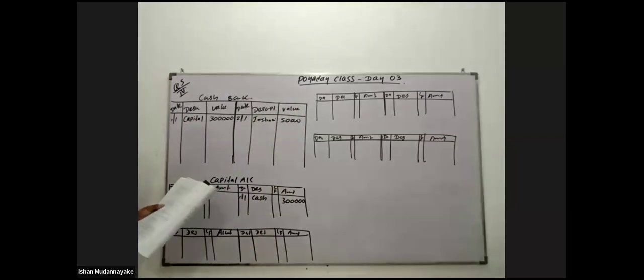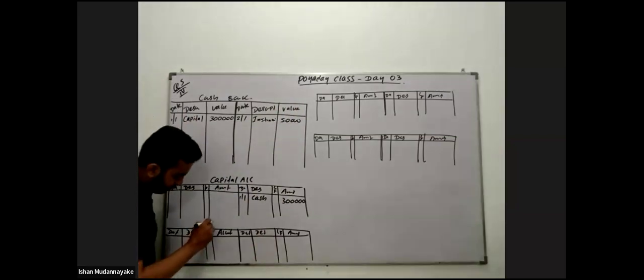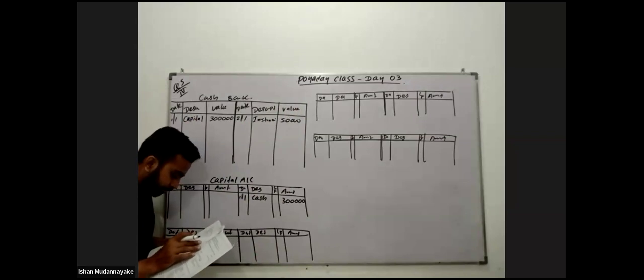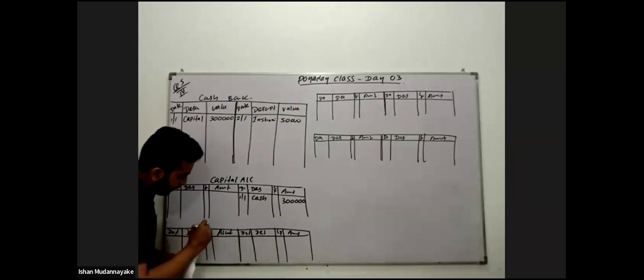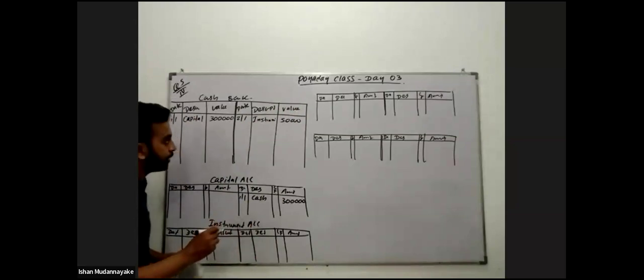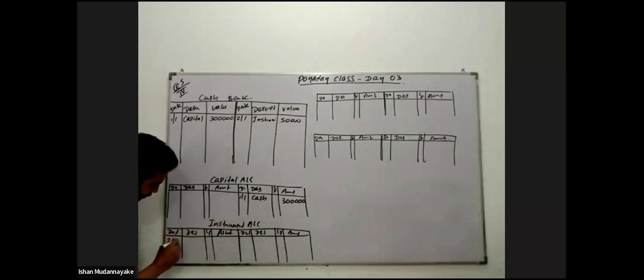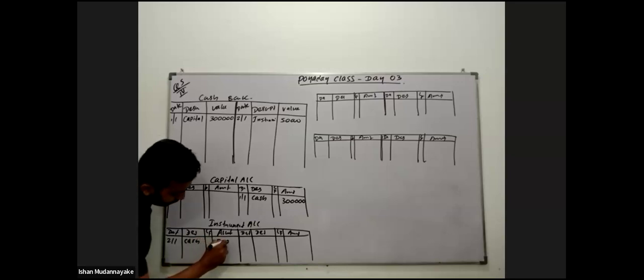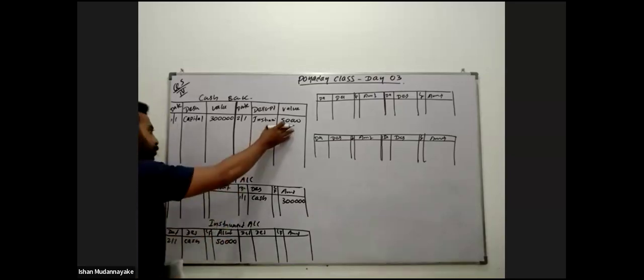And then instrument account debit. 2nd January, cash 50,000. Cash book credit, instrument account debit. Right. Look at the next transaction.